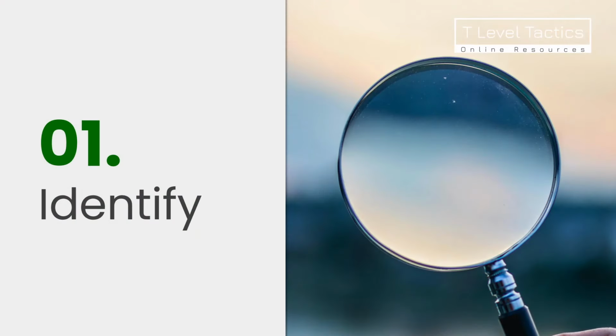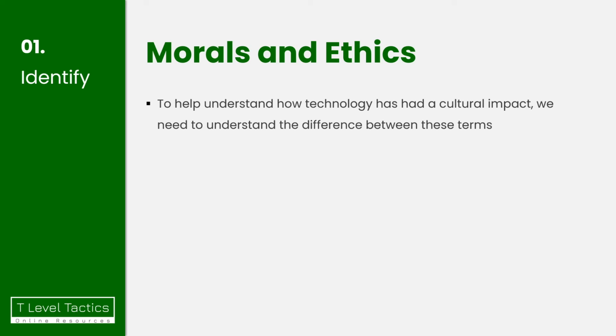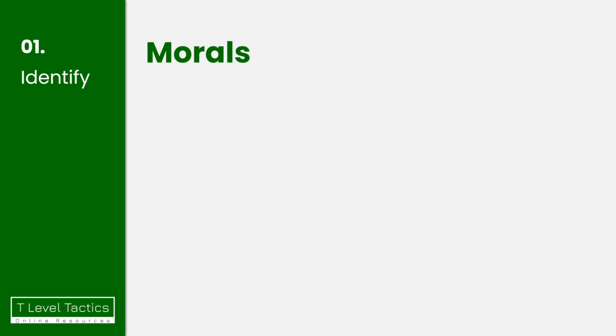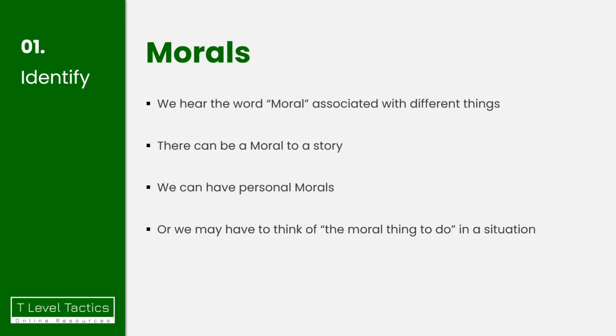Let's have a look at morals and ethics. To help understand how technology has had a cultural impact, we need to understand the differences between these terms. They're both important in our analysis. Let's start with morals. We hear the word moral associated with different things. There can be a moral to a story, or we can have personal morals. We might have to think of the moral thing to do in a situation. But what is moral?